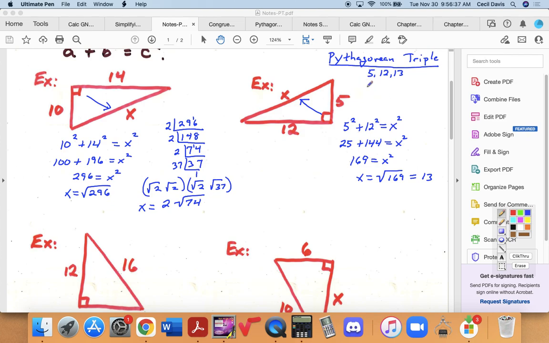I'm going to tell you 2 other ones. The simplest one is 3, 4, 5. It's the only one where it's consecutive numbers. 3, 4, 5. That makes a right triangle every time. And this one doesn't show up nearly as much, but 8, 15, 17 is another one.